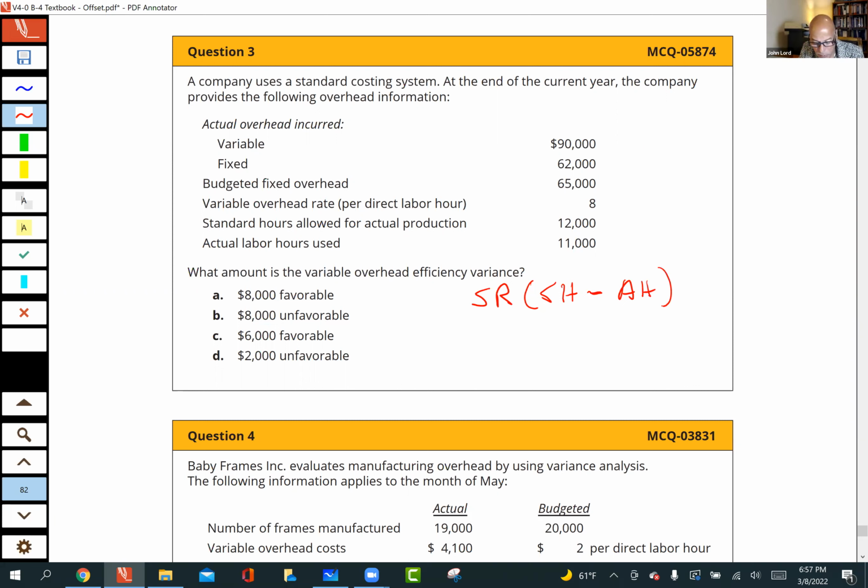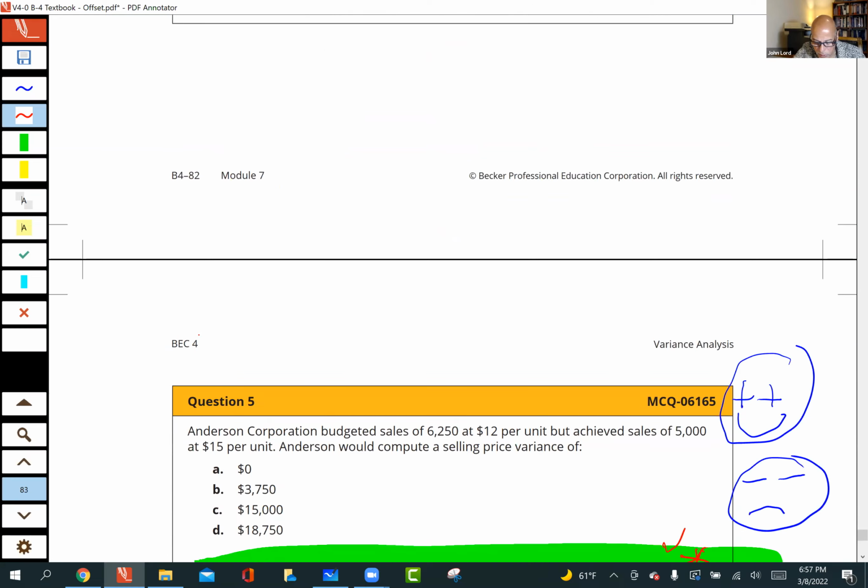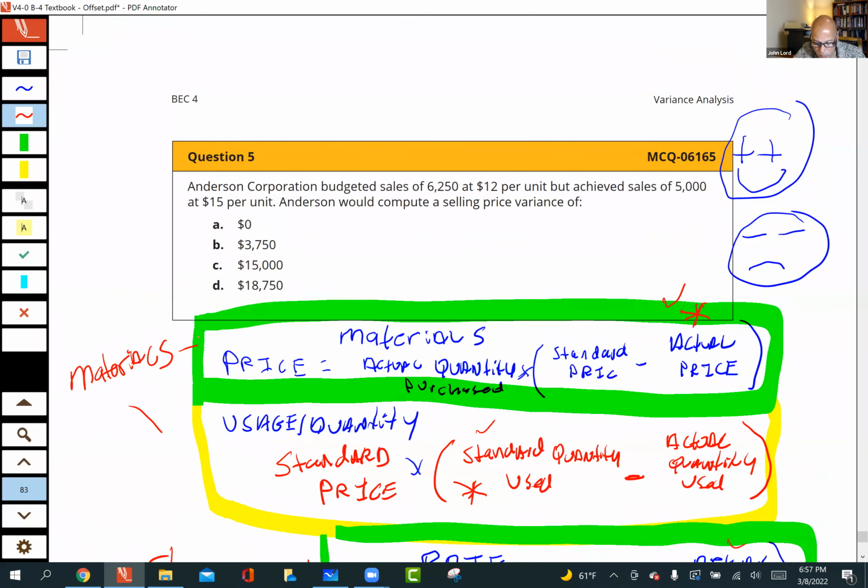Okay. Now I pick up the numbers from the question. They give me the standard rate is $8. They tell me the standard hours are 12,000. They tell me the actual hours. I mean, come on. They're giving me everything, right? So that comes to a positive 8,000. And since it's positive, it's favorable. Okay, good. We'll come back to this question after we look at the overhead variances.